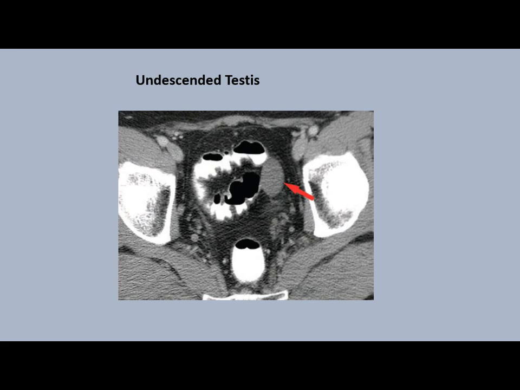Again, undescended testes. The best imaging modality for undescended testes which are not in the superficial or inguinal region, that is, which are intraperitoneal, is CT, of course, because the testis may be atrophied and in MRI could not be seen well.